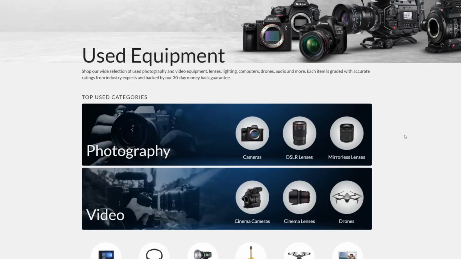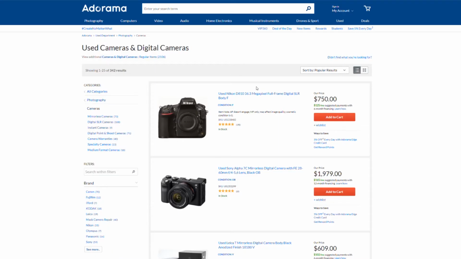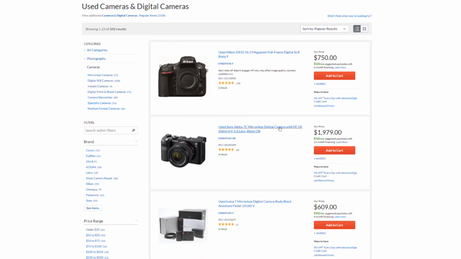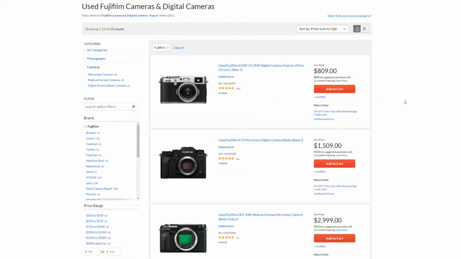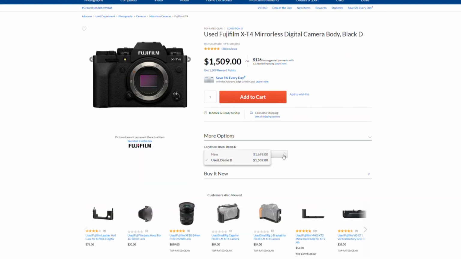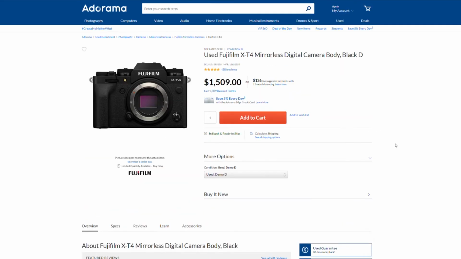So I've grouped Adorama and B&H not because they're the same company, but because I find that their operation is similar in many ways. They use a rating system for their used camera gear, and I find that their ratings are pretty accurate. I also like that they have pretty good customer service and the return policy is also very good.